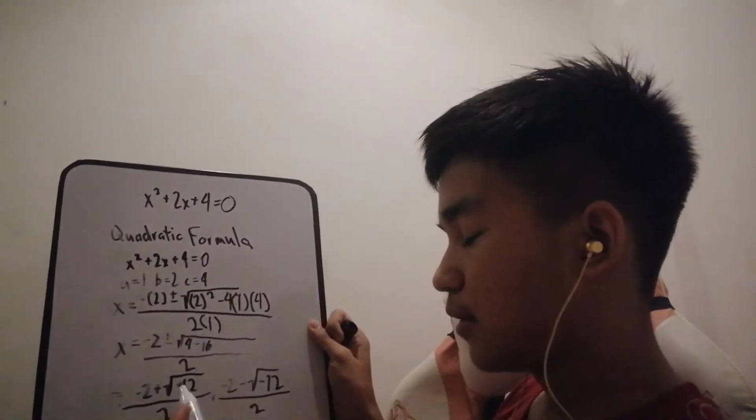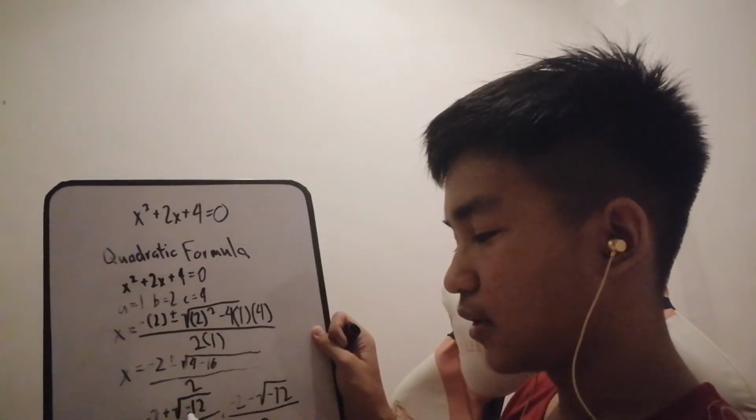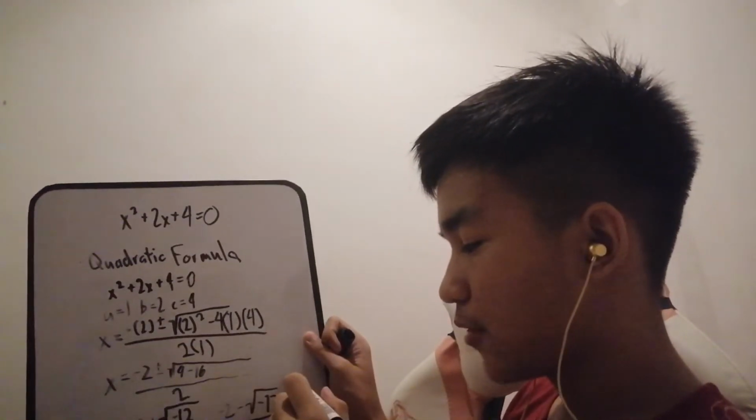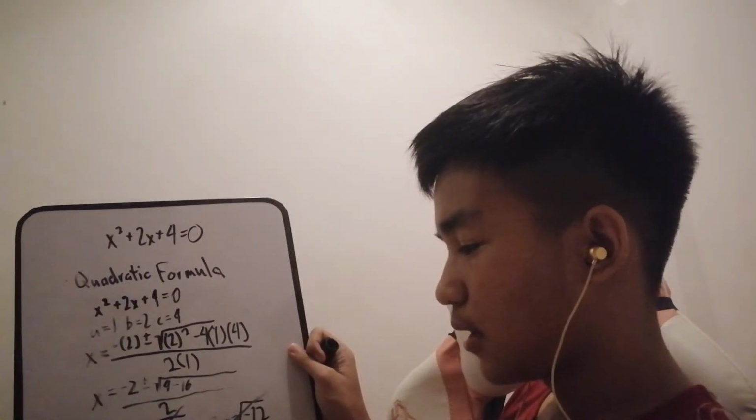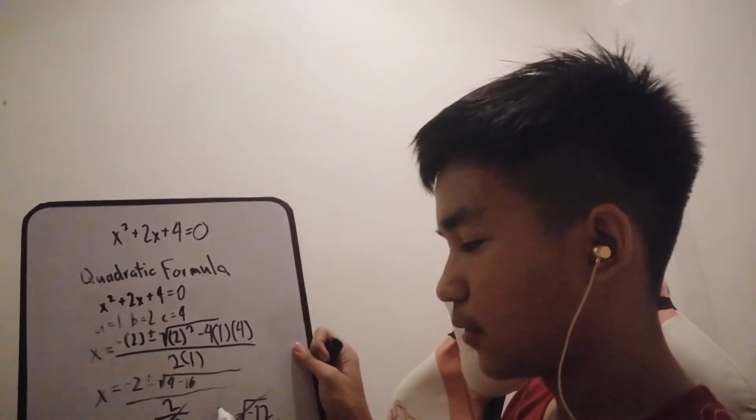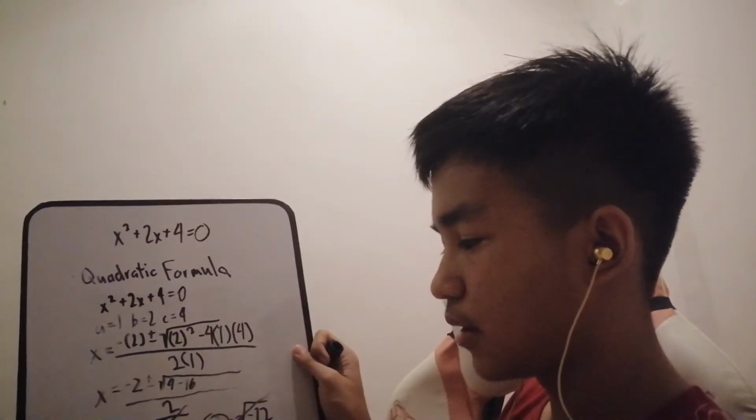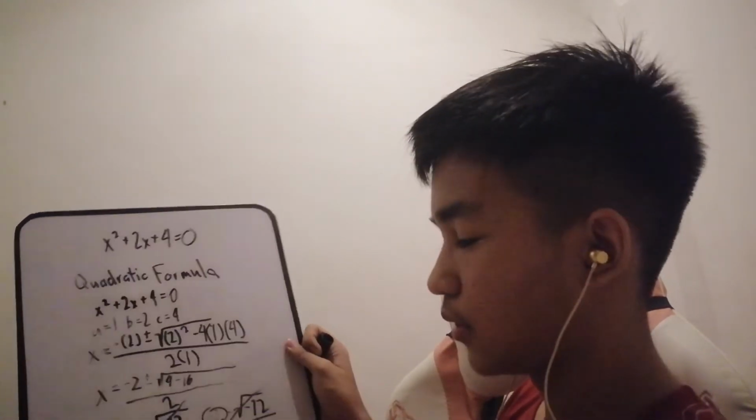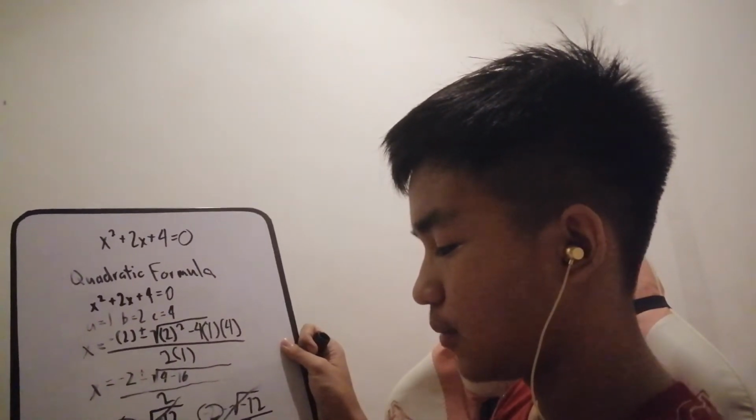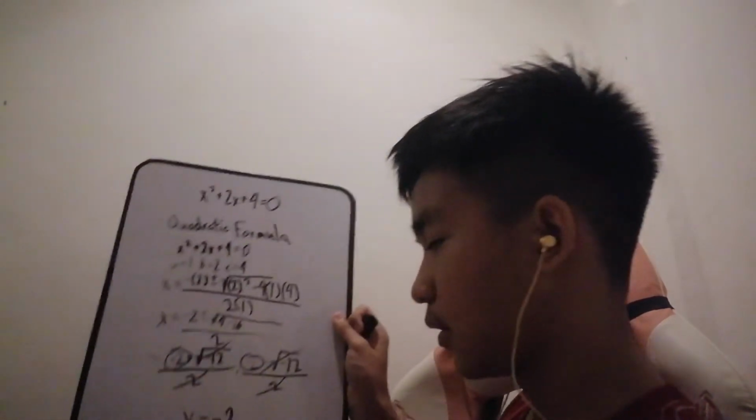There. Since this is a positive square root and this is a negative square root, we can now cancel it. So it will cancel out, and then we will cancel this too. So our remaining monomial is -2. So the final answer will be x equals -2. There.